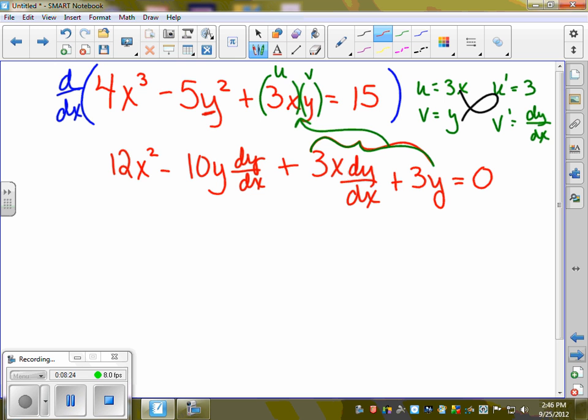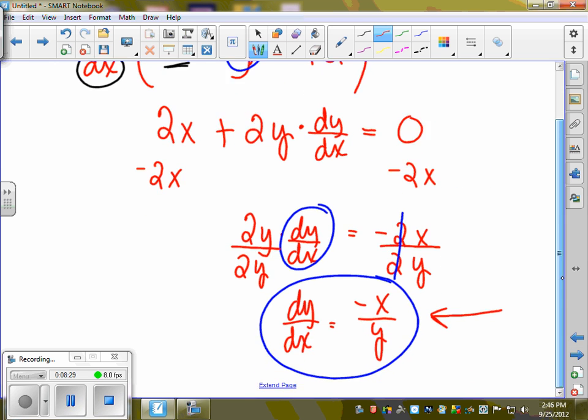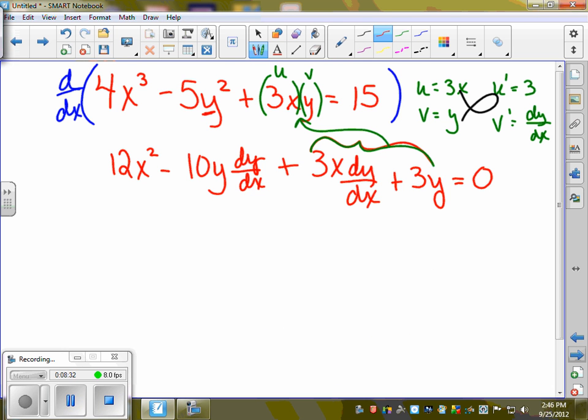Now in this case, this is a little different than our previous example. If you look back at our previous example, we just had one dy dx. Here we've got two. So here's what we're going to do. We're going to keep everything that's got a dy dx on the same side and move everything else that doesn't have dy dx to the opposite side of the equation. So I'm going to subtract off a 12x squared and a 3y. And that'll keep just these dy dx's. So that'll keep this term and this term.